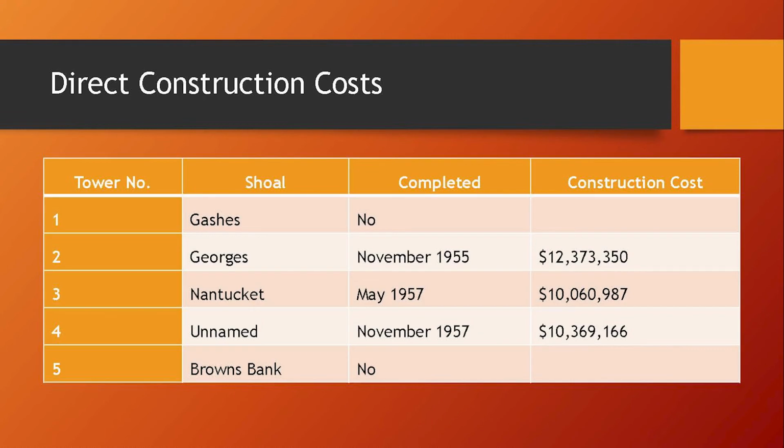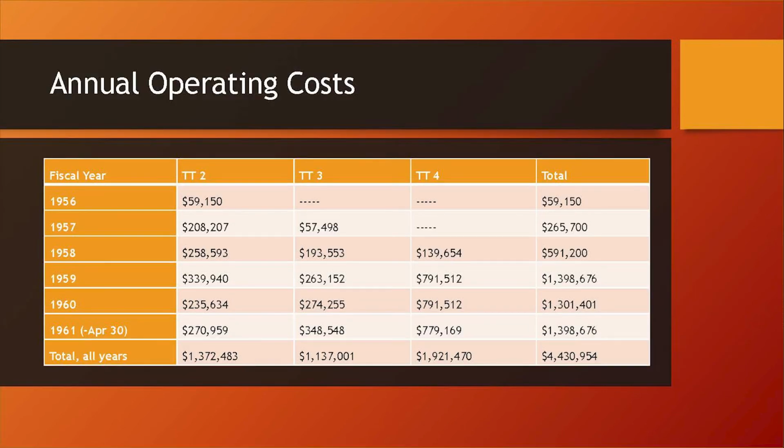Here are the direct construction costs. Notice the construction cost of Texas Tower 4 was the same price as Texas Tower 3, and almost $2 million cheaper than Texas Tower 2. The annual operating costs show that Texas Tower 4 cost more money every year, and even though it was the shortest-lived tower, the all-year total was the highest.